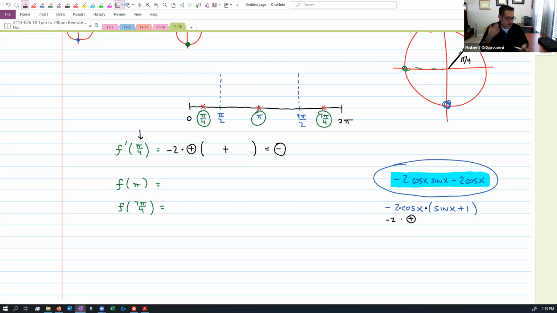But this to me is just more efficient. And as you move on, you want to be able to analyze things this way as opposed to needing to sit there and chug it out on the calculator.